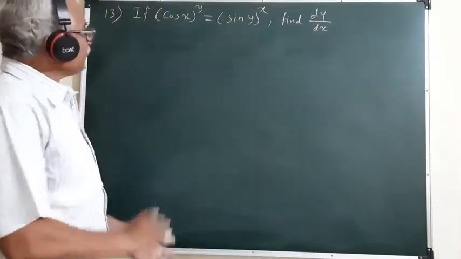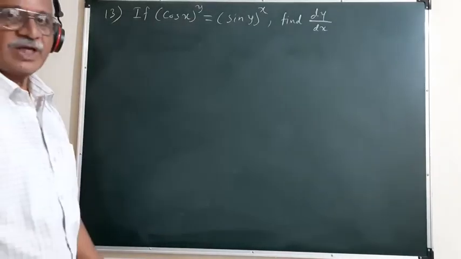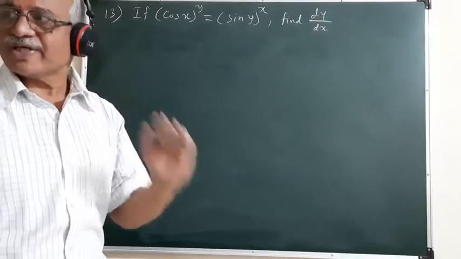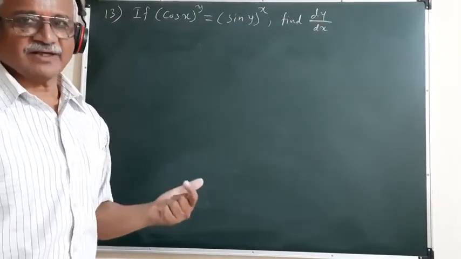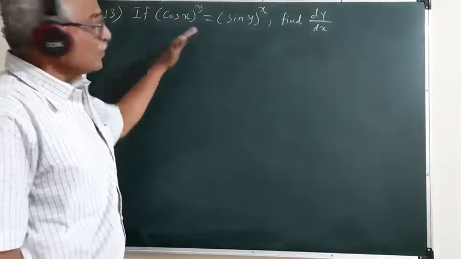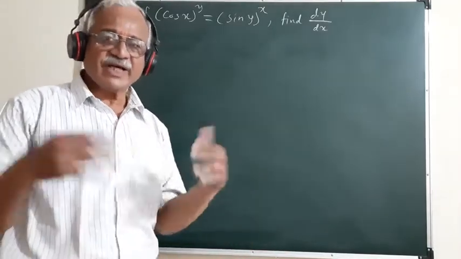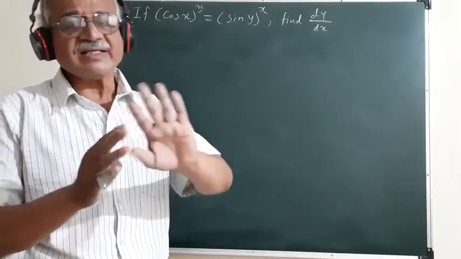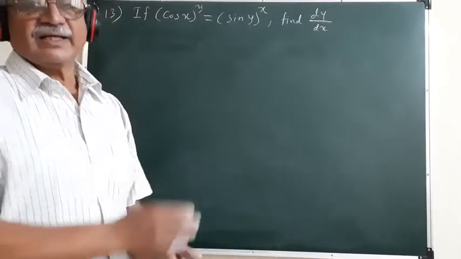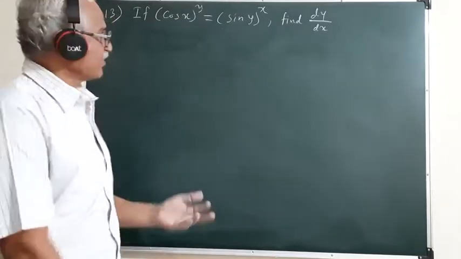So here we can use the concept of implicit function, because in the given expression it is not possible for us to separate x and y from one another. It is not possible for us to isolate x and y. Even if it is not possible to express y completely as a function of x or x completely as a function of y, still it is possible for us to obtain dy by dx for the given expression.